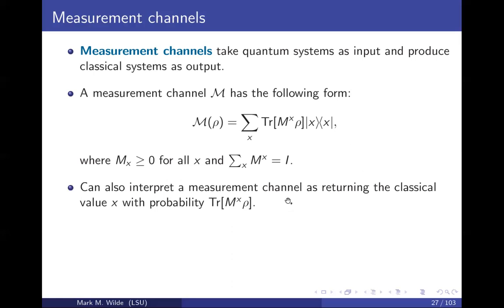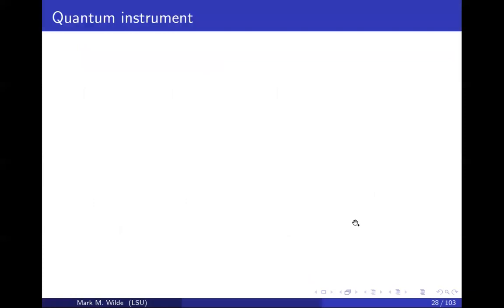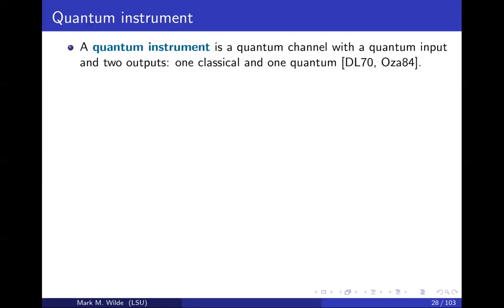This is what we were just saying a minute ago, that a measurement channel returns the classical value x with this probability. And then if you look in the literature or textbooks on quantum information, this is how we depict a measurement channel. The quantum system comes in, there's like this dial that's telling you the classical outcome, and then the classical outcome is placed on this line here. Okay, let's see. So why don't we say quickly, what is a quantum instrument? Because we'll need that concept when we've defined LOCC. And then that'll be the last concept for this lecture.